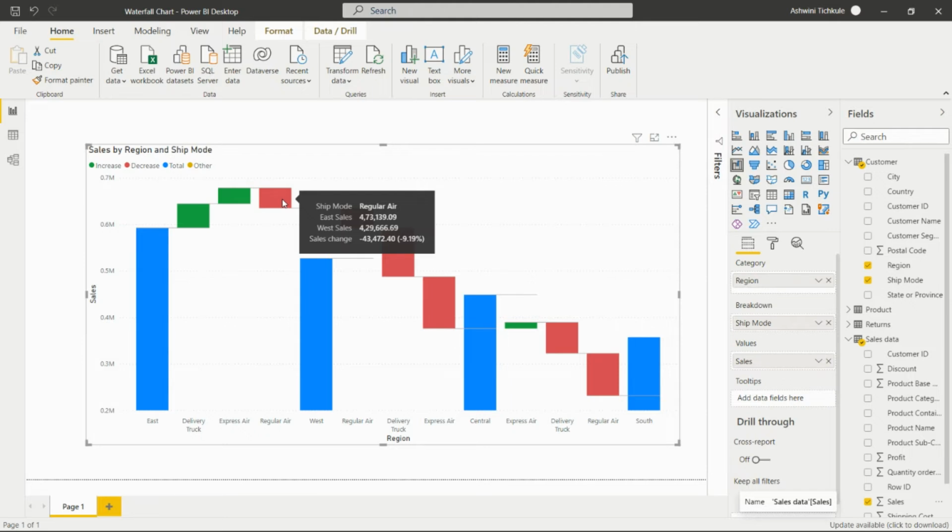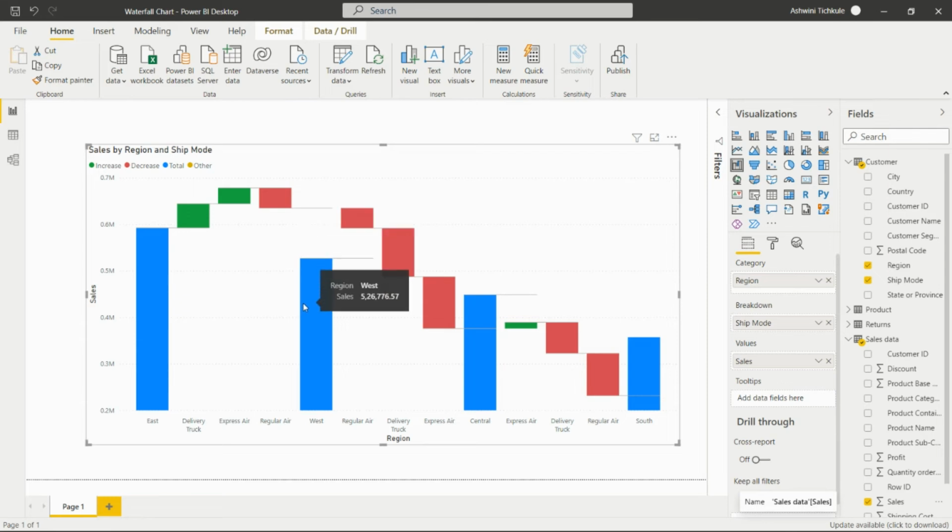The sales change is minus 43,472.40, so it is decreasing by minus 9.19 percent, like from this particular 23 percent it is decreasing by minus 9.19 percent.